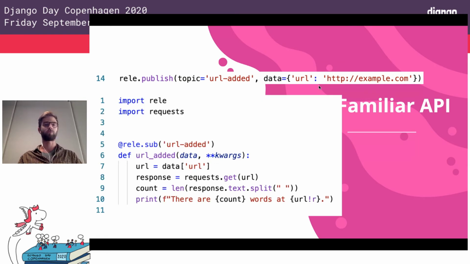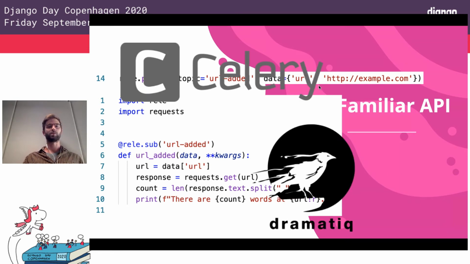And then to subscribe or to receive that data, you just decorate a function, which is your callback basically. You just pass the decorator your topic name, and then you do whatever you want with that data. And that's it. It's super straightforward. Also, we have been using Celery in some of our services, so we wanted the API to be a bit like Celery. We were also influenced heavily by Dramatiq, another library. So if you're used to these two libraries, you'll be kind of used to Relé.